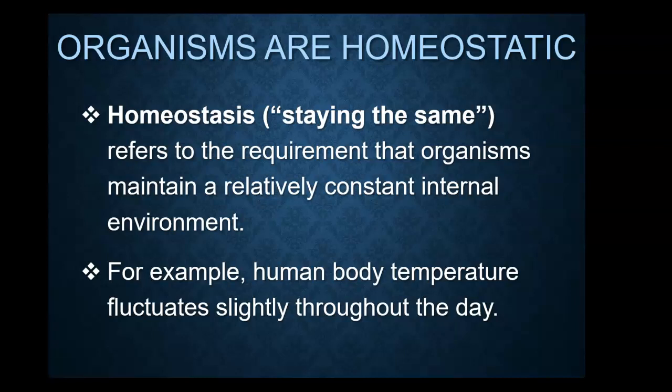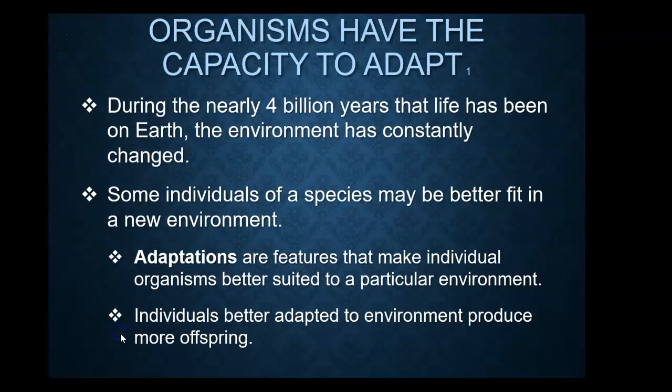So another example would be human body temperature. It's going to fluctuate throughout the day. Say for instance, let's say if you got too hot, we know that the sweat glands will release sweat onto the surface of the skin, and when that moisture is evaporated away, that returns body temperature back, for example, to normal. But homeostasis, again, is the maintenance of internal conditions within certain boundaries.